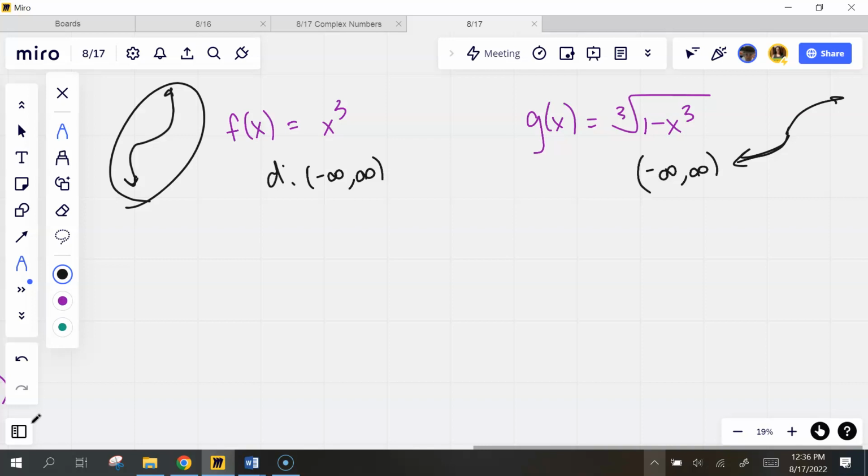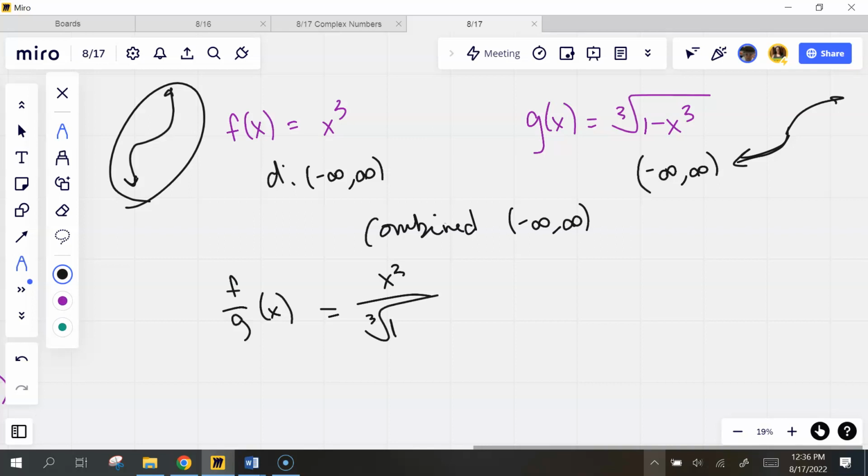What's the combined domain? Negative infinity to infinity. All right, let's do what it asked me. It asked me for f divided by g, and then g divided by f. So this one, x cubed over the cubed root of 1 minus x cubed. For this one, I stay with this domain, but I also have to leave out any place that this equals 0.